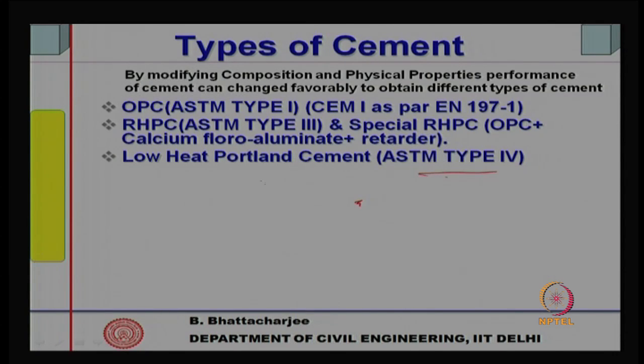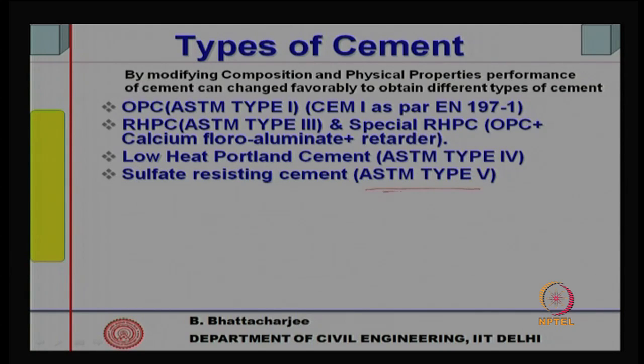So, in this type 4, the heat of hydration produced is low. That is why it is called low heat cement. The rate of heat evolution will be low, and how it is done we will look into. Then sulphate resisting cement, which is ASTM type 5. I will come to type 2 later. ASTM type 5 is sulphate resisting cement, and again we will see how we manipulate the composition of the compounds in cement to obtain all this.